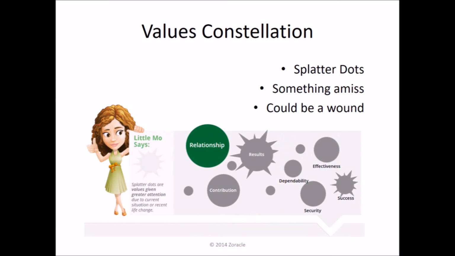Values Constellation. Don't forget to come to this page and take a look and ask questions. Now, some people are going to be a little sensitive about what this means, especially if the one that comes up says relationships, it's a splatter dot. They may be a little sensitive and may not tell you exactly what's going on in their life, but this will lend a little bit of credibility to you when you can say, it's got a couple of splatter dots here, let's talk.